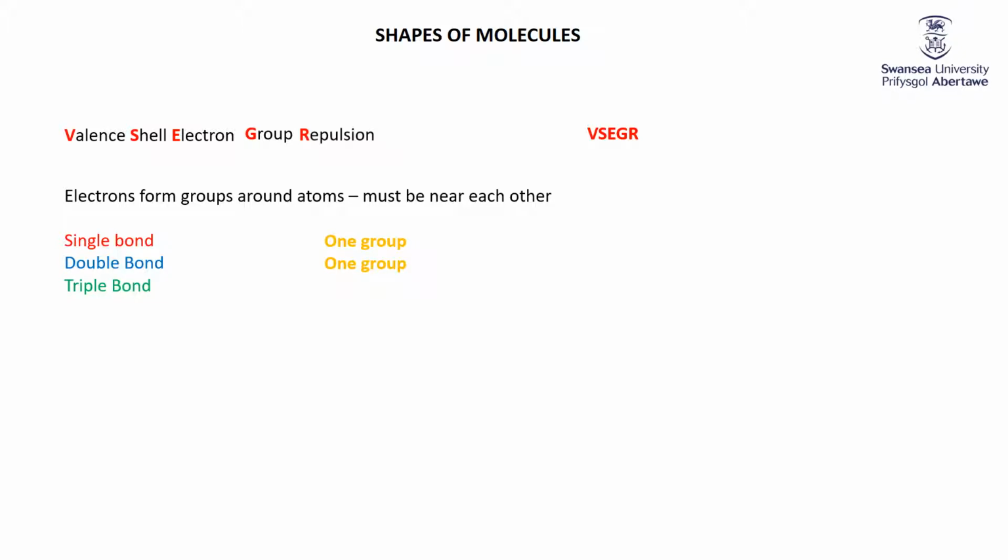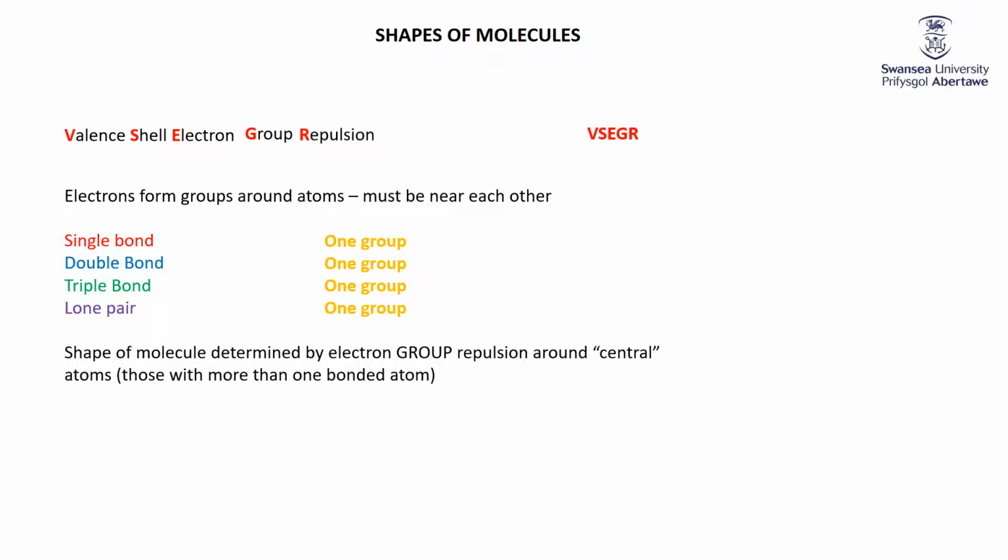A triple bond, 6 electrons even. All 6 of those electrons have to be between the two atoms that are bonded. So therefore they constitute one group. 3 pairs, one group. And then finally a lone pair, non-bonding electrons, as we said, pair up to make lone pairs. A lone pair is considered to be one group.